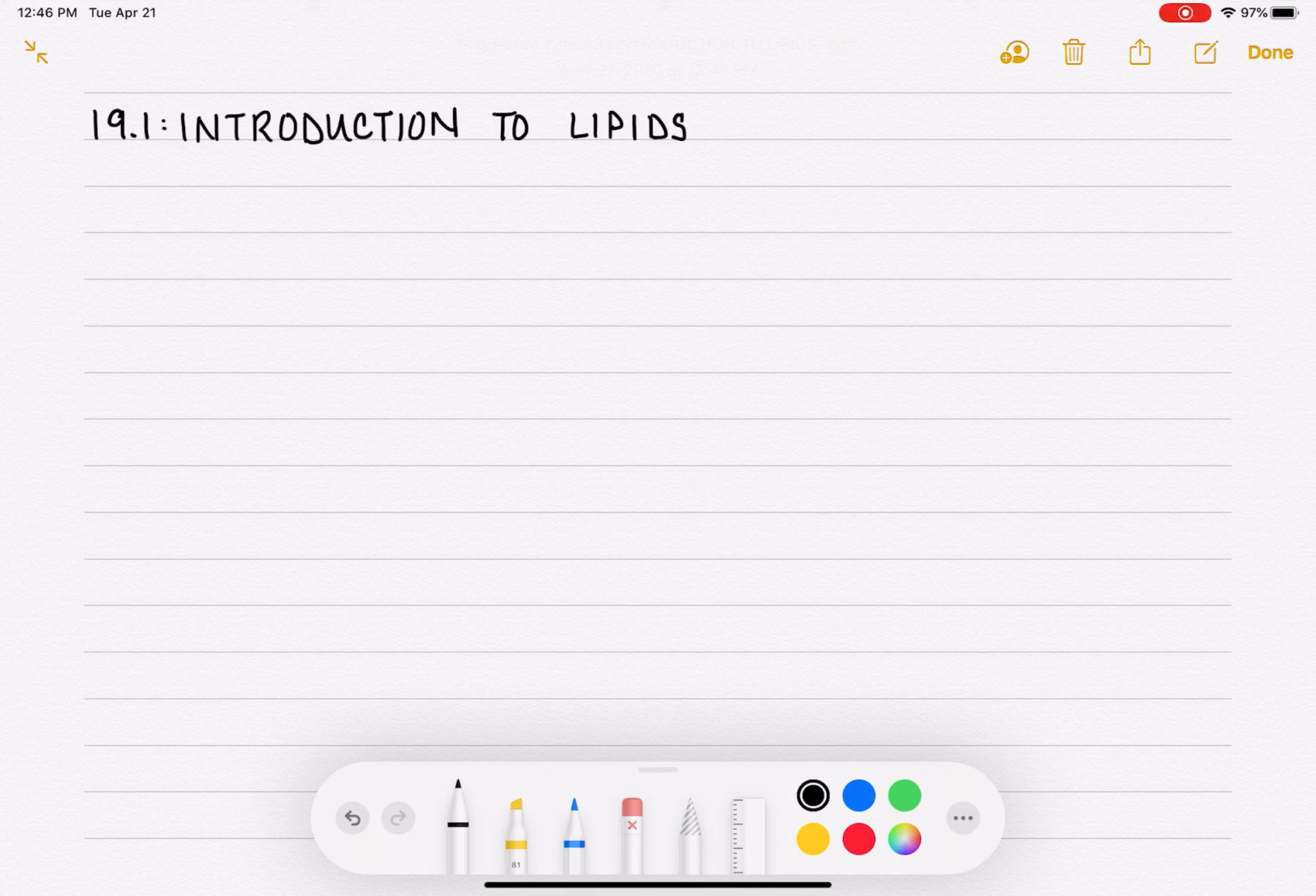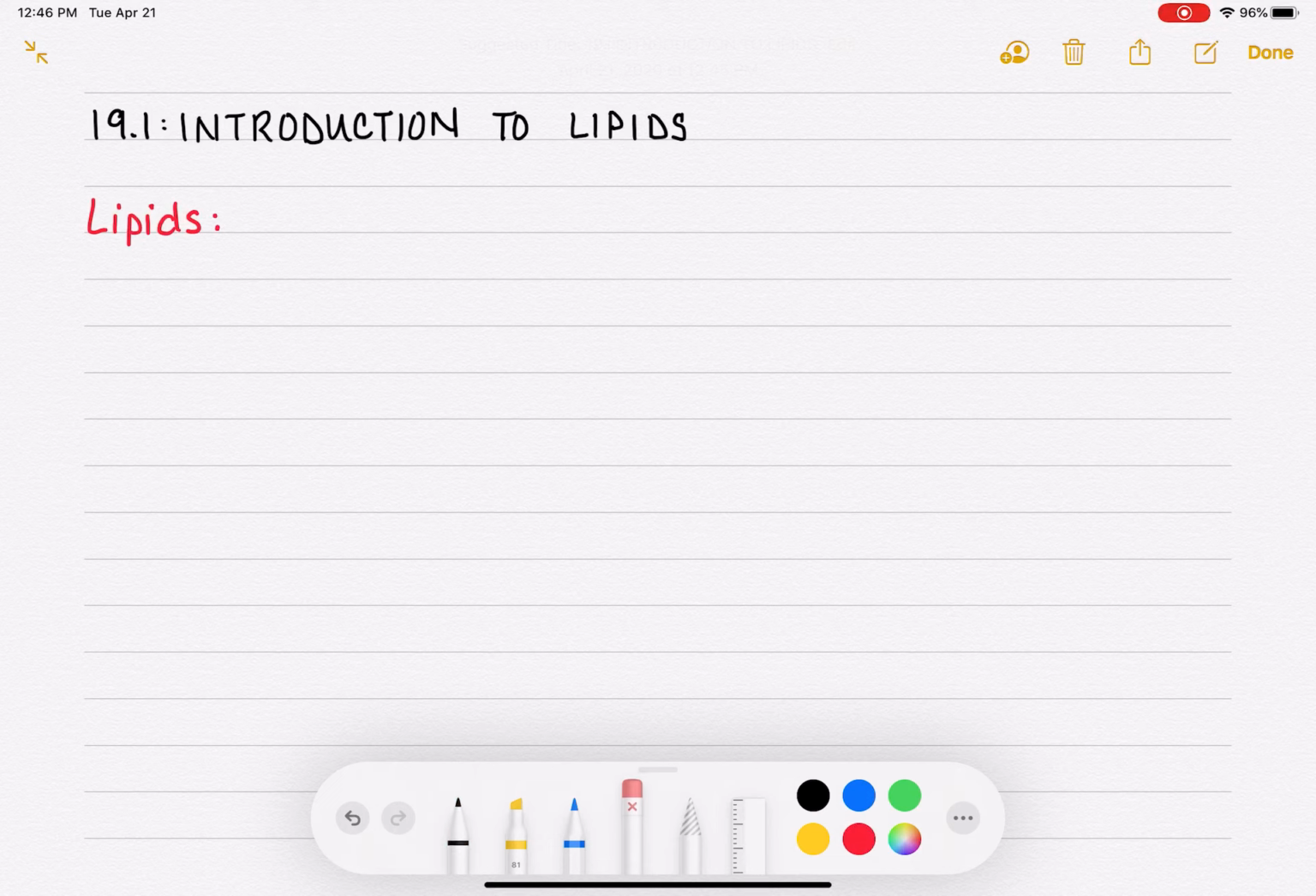Chapter 19 is about lipids. In this chapter, mostly what we're going to be doing is looking at all the different types of lipids, and a little bit of the reactions that they do, but lipids don't undergo a whole lot of reactions, so there's not a lot of that to learn. Let's start by defining what a lipid is.